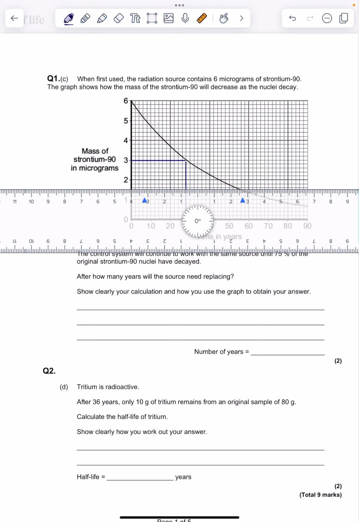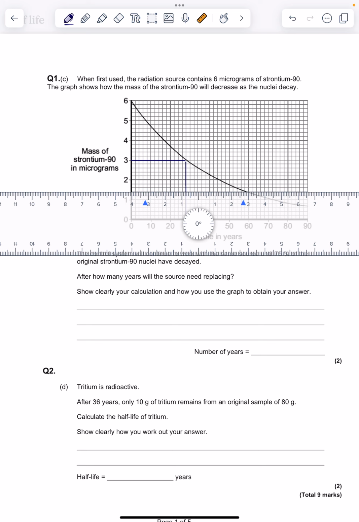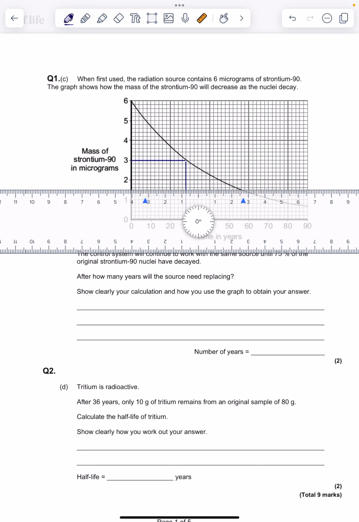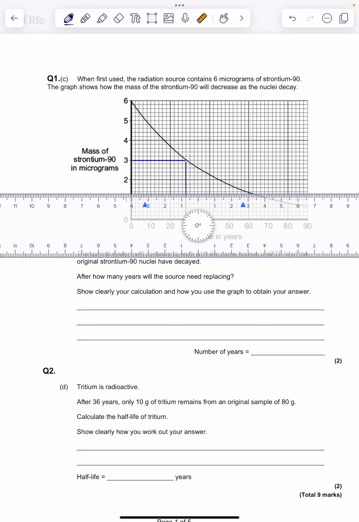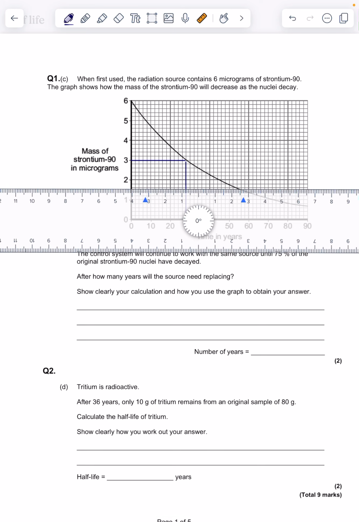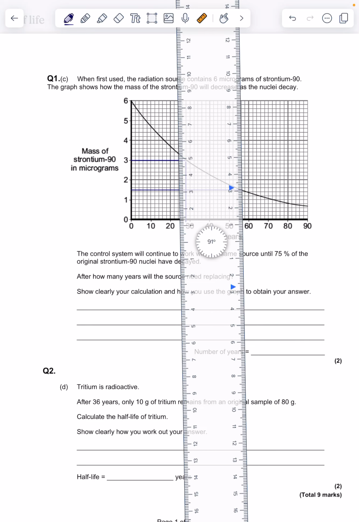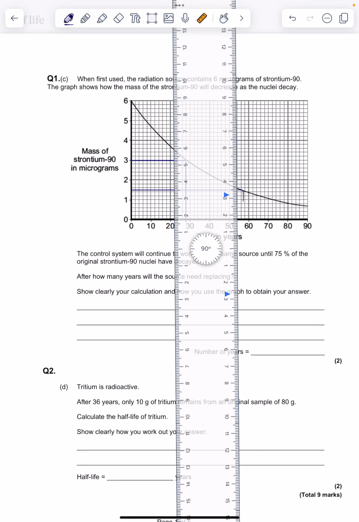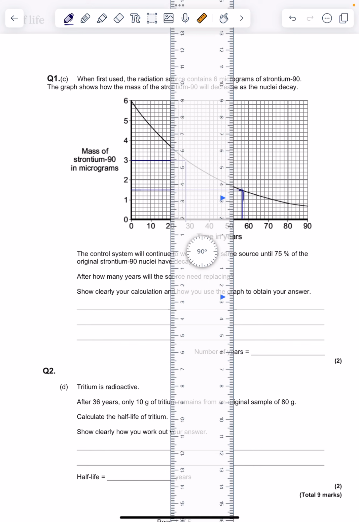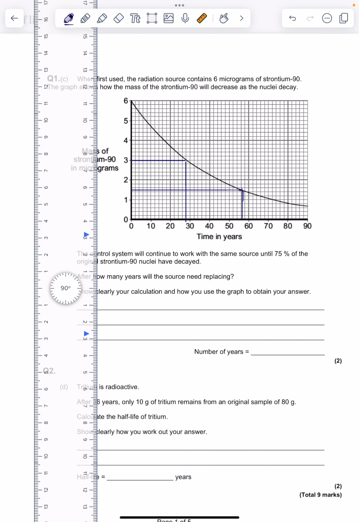It's important to take our time with these, which will be easier with a real ruler for you. But we go along and then we go down where we meet that intercept. I'll have a look at the time in years here.